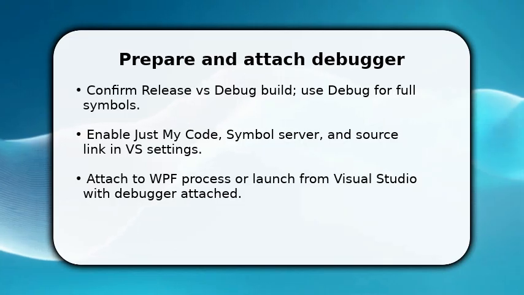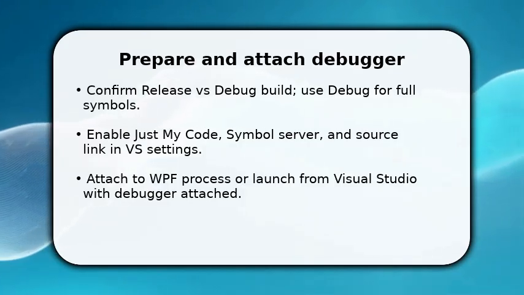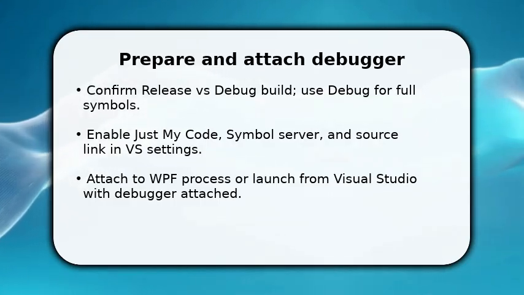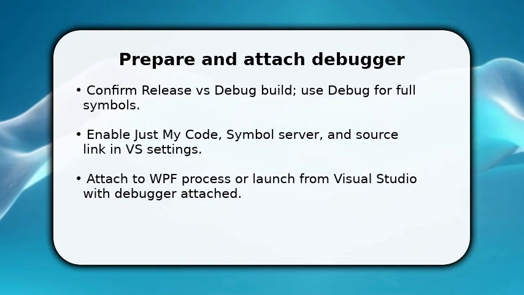Make sure Just My Code is off if you need framework internals, and enable symbol servers for Microsoft symbols. Once attached, set breakpoints on view models and command handlers, and toggle UI thread exceptions to break on thrown exceptions so you catch the root cause early.